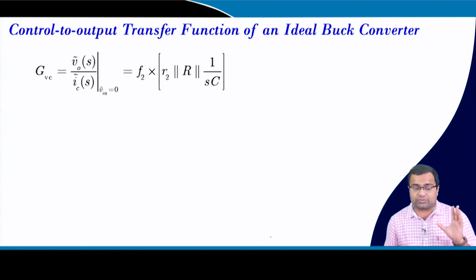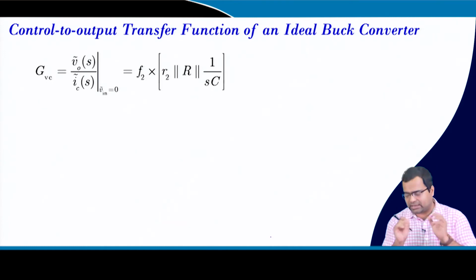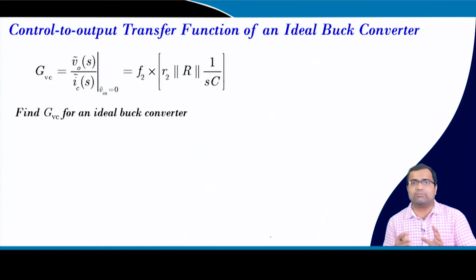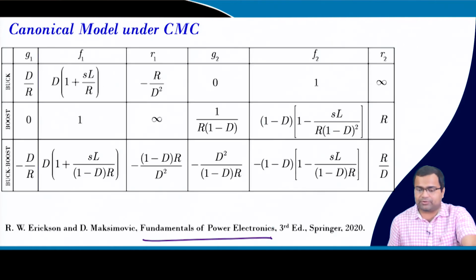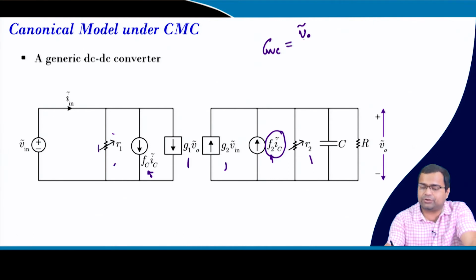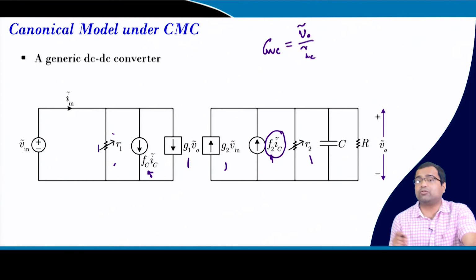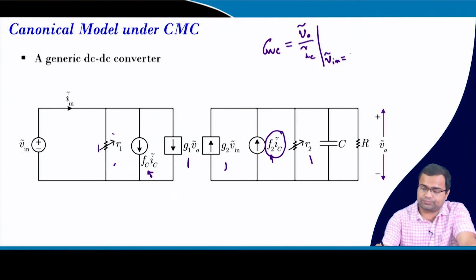Once we derive this canonical model, because these things have already been discussed in detail, I just want to summarize the model development part in current mode control. So, for the control to output transfer function of a buck converter, or any DC-DC converter, ideal buck converter, if you go back to the canonical model, we have this one. If you take the control to output transfer function, that means by definition V0 to IC, which is my control current, in that case we have to consider the input perturbation to be 0.